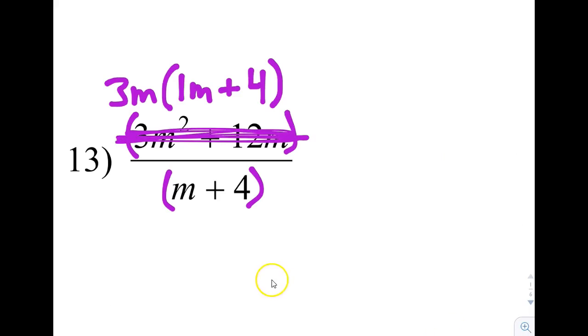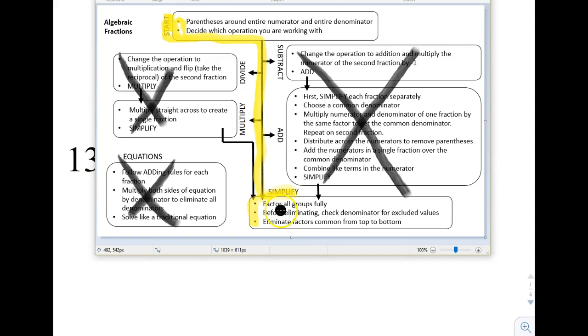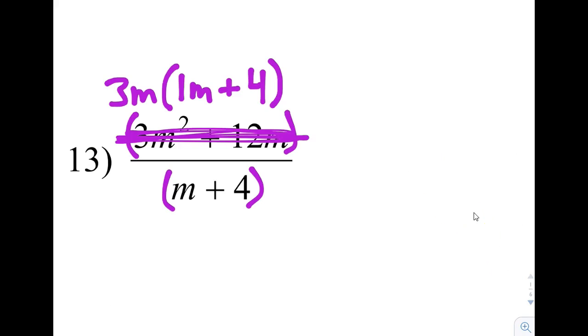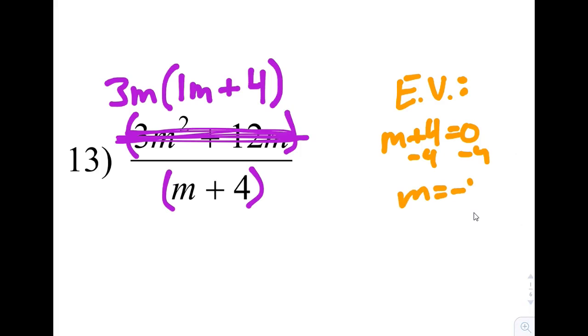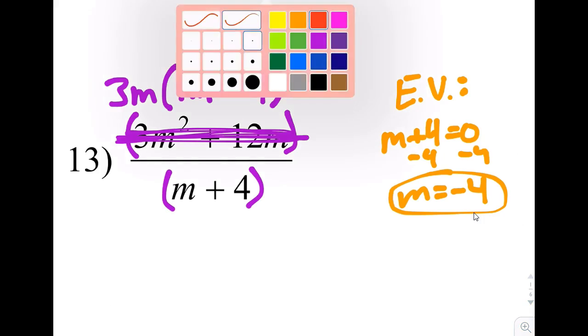Then it says, look at our denominator. Before eliminating, check the denominator for our excluded values. So m plus 4 is the expression on bottom, and we set that equal to 0 to find our excluded values. We subtract 4 from both sides, and m equals negative 4. Again, you may have been able to get that without writing all this out, but this is good practice for the more complicated ones. So there's our excluded value, and now let's get our main fraction fully simplified.